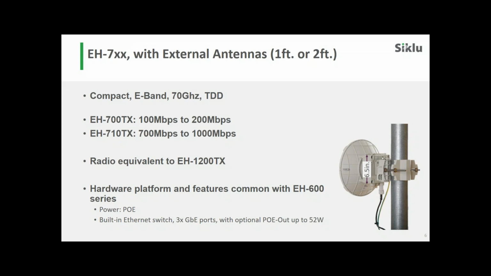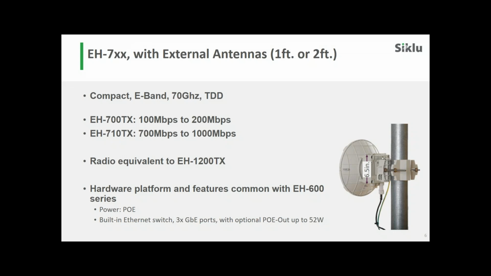On the other hand, the hardware platform shares a lot of form factors and features with the 600 series. So for example, the power is going to be power over Ethernet into the radio on ETH1. It has a similar built-in Ethernet switch with 3 gigabit Ethernet ports, RJ45, copper only. And this Ethernet switch has on 2 ports can do power over Ethernet out of the switch for a total combined power of 52 watts.